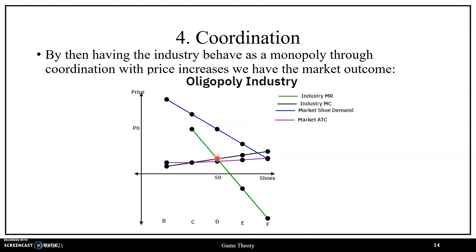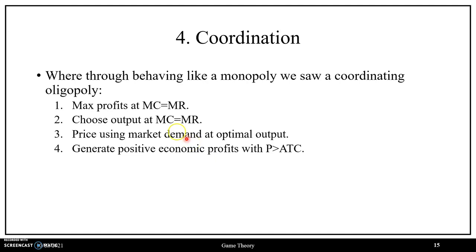Since there's market power involved and they're behaving as if they were a monopoly, in terms of pricing, we move up to the demand curve. And we use this as our pricing strategy, where we see that the outcome will be at a price level of P naught and at an output level of S naught. And looking at profits, since our price point P naught on our market demand curve is strictly above our average total cost curve in purple, profit per unit is positive such that profits overall will be positive.